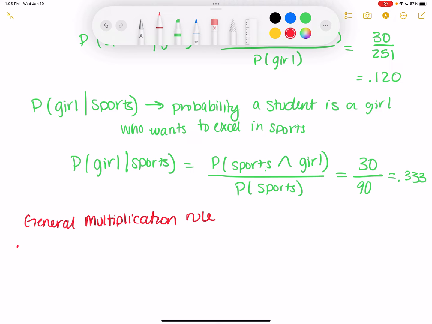And something just to note is that this does not require independence.